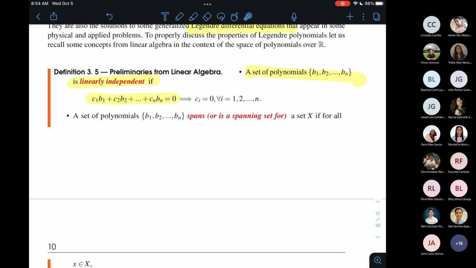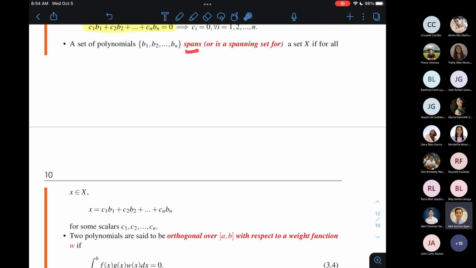Okay? And then a set of polynomials spans or is a spanning set of a set X if lahat ng x's na nandun sa set X can be written as a linear combination of the b sub i's. Alright? So ito naman sinasabi, kailan ini-span ng isang set ang isa pang mas malaking set. So meron kang subset, halimbawa set of polynomials B1 hanggang Bn, masasabi natin na ini-span ni B1 hanggang Bn yung set of polynomials X kapag lahat ng polynomial kay capital X ay pwede nating isulat as a linear combination ng mga b sub i's.